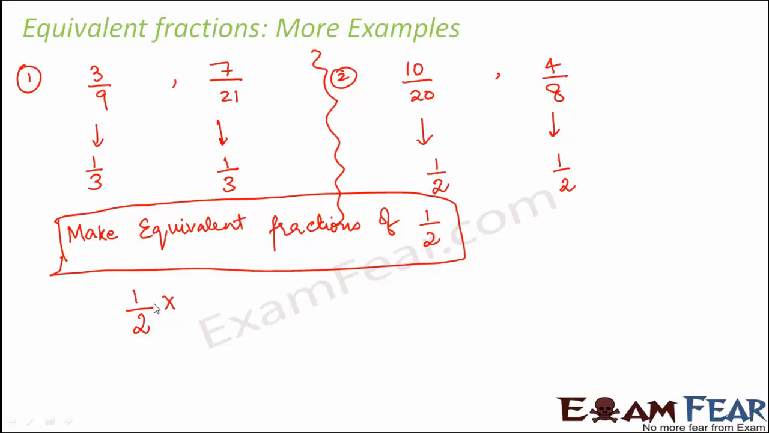No, because when we are multiplying the numerator as well as the denominator, let's say we multiply both numerator and denominator by 2, the value of the fraction remains unchanged, because whatever we have multiplied, we have also divided, in a way. It is something like this.